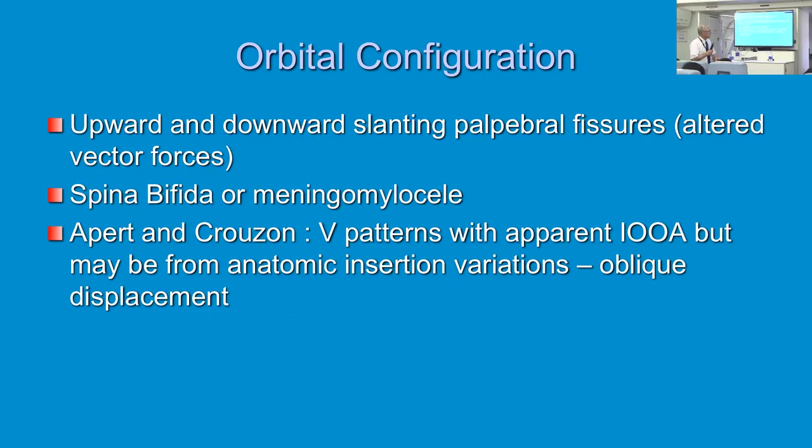So upward and downward slanting of palpebral fissures, depending on the direction of the lid and the orbit, will sometimes alter the forces in the muscles and can produce A and V patterns.